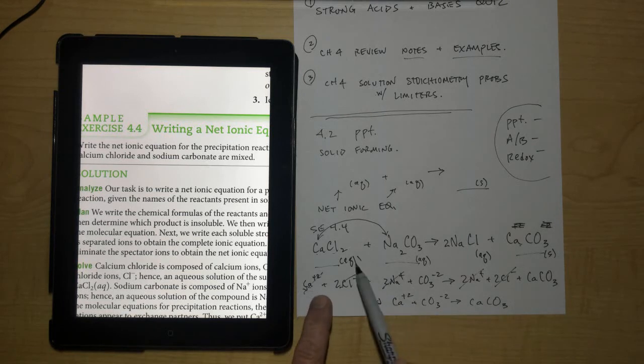And when you write these, you can go ahead and drop the aqueous and the solid labels, because if it's aqueous, it's going to have a little charge up here. If it's a solid, of course, it's just going to be all together at once.